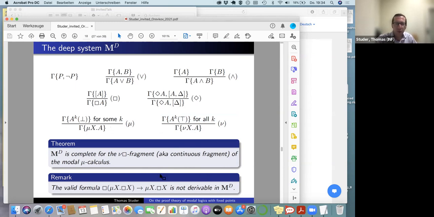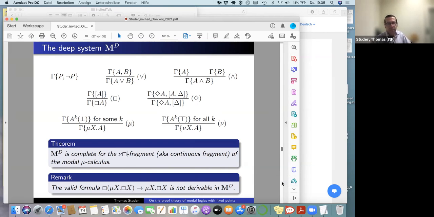And to give you a formula that's not derivable but valid, this is an example where we can prove that this is not derivable in this deep sequent system. And you see here we have a box inside a least fixed point operator. So this does not belong to this fragment.